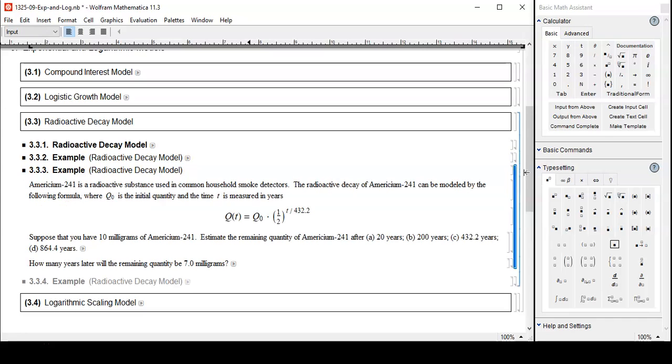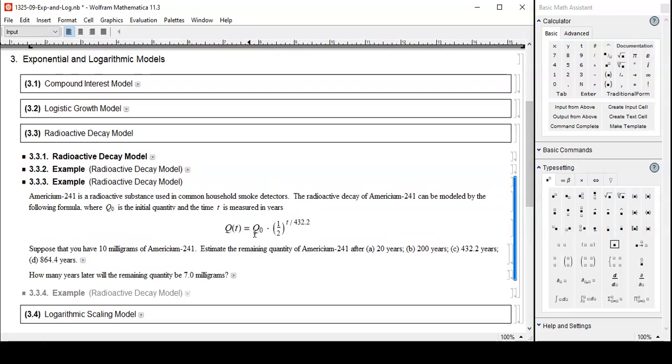Here's another radioactive decay model. This time it is written in the half-life model. Americium-241 is a radioactive substance used in common household smoke detectors. The radioactive decay of americium-241 can be modeled by the following formula, where Q0 is the initial quantity and time t is measured in years. So 432.2 years later, the initial quantity will become half.